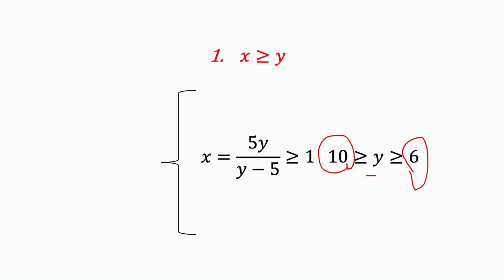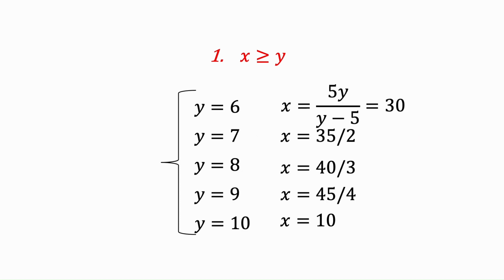So we can find x from that. Let's go through each of the possibilities. Now y equals 6 and x equals 5y over y minus 5. If we put y equals 6 here, we will have x equals 30. So both of them are positive integers, and x is greater than y. So that is correct.